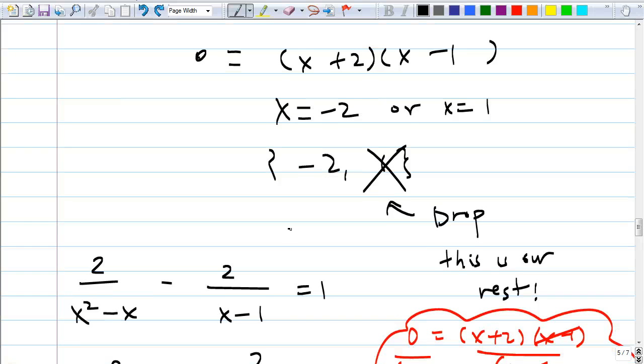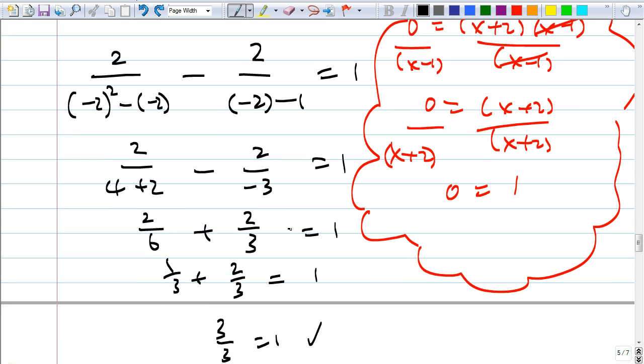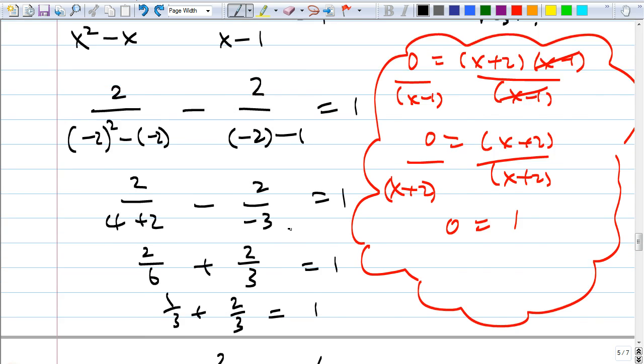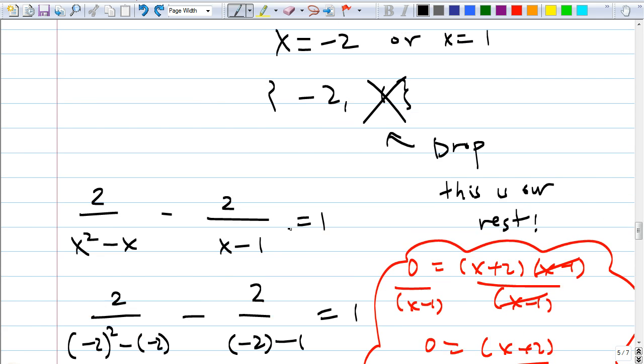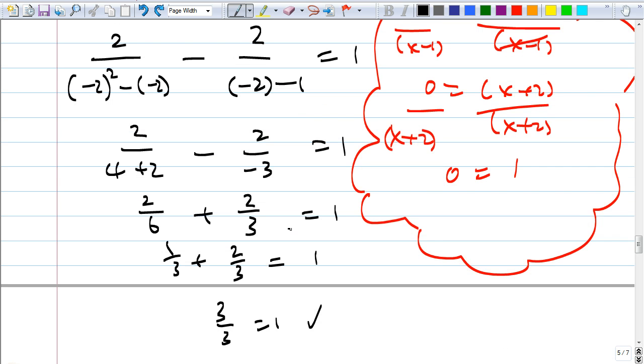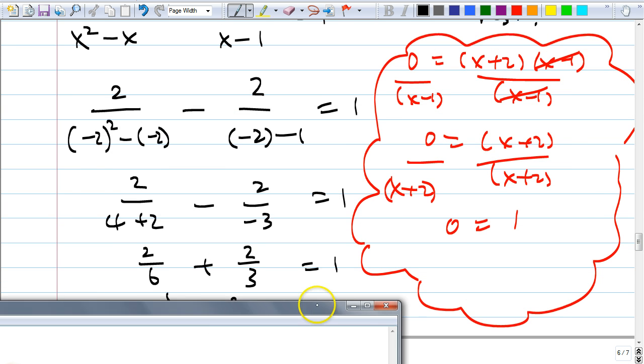Does it work out? If you plug in -2, guys, there's my check, and it does come out to be 1. Okay, 1 equals 1. So it does work. So this is your solution. Any question? Okay, so you write x equals 2. And then look at what's inside on this bubble.